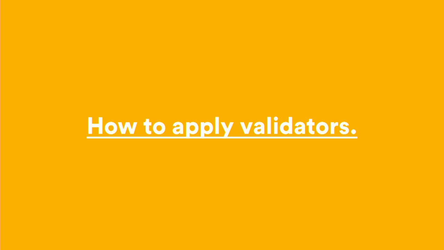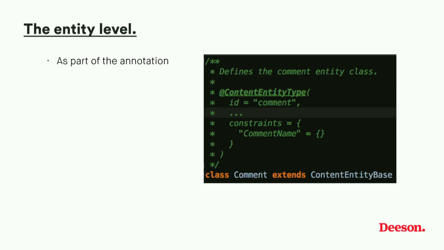So how to apply validators? And this is the most important part. We've seen what it is. We've seen why you should use it. So how do you apply it? There are several ways to do it. One is in annotations, when writing something that requires an annotation. The other way is by calling the adds constraint method. And then finally, there's one tiny exception because, well, it's Drupal.